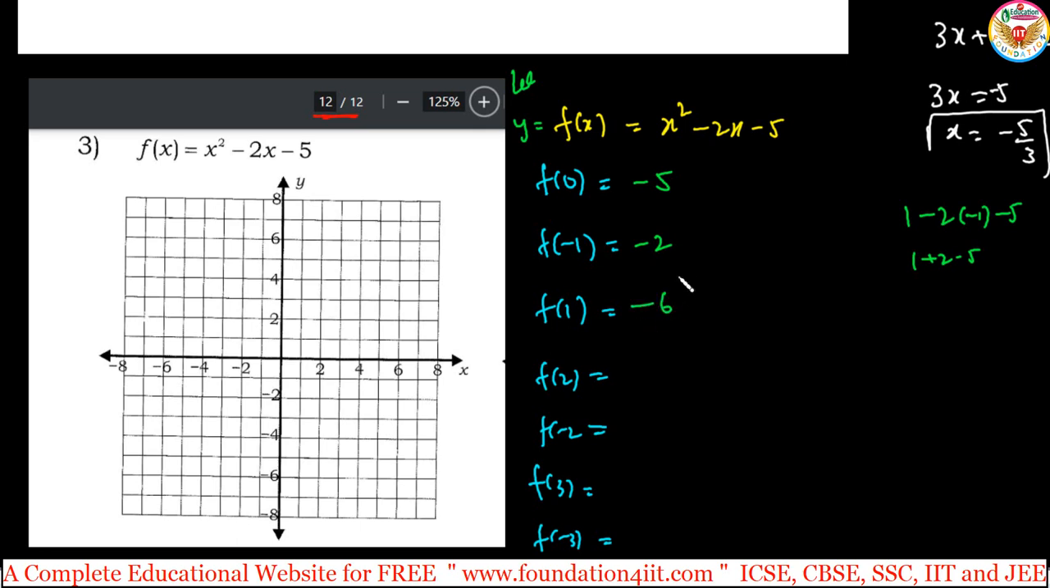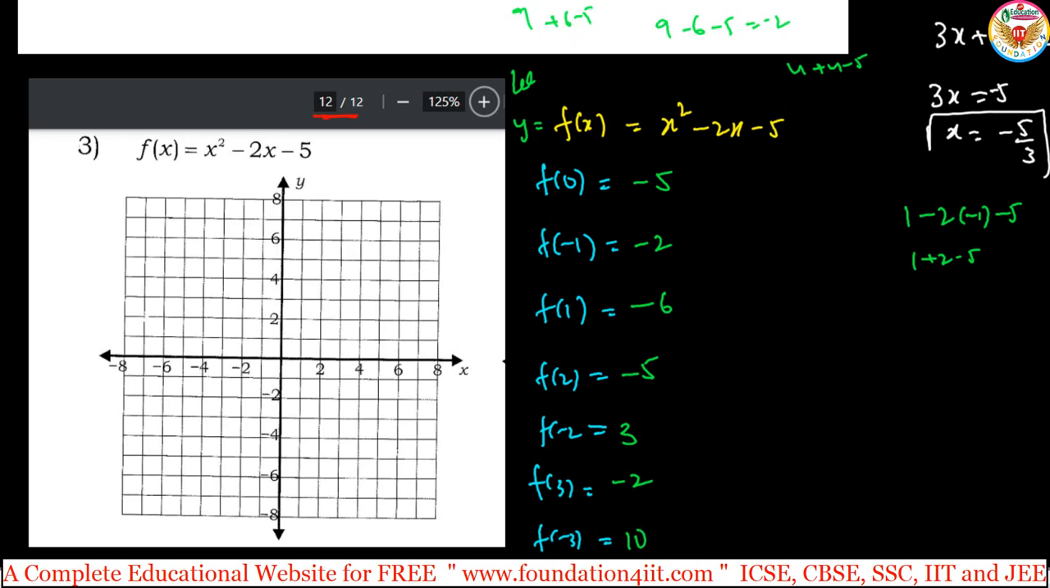If you substitute 2 in place of x, 2² is 4, 4 - 4 is 0, so we get -5. If you substitute -2, (-2)² is 4, this becomes plus 4, 4 + 4 - 5, 8 - 5 is 3. If you substitute 3, 3² is 9, 9 - 6 - 5, so 3 - 5 is -2. If you substitute -3, it's again 9, plus 6, minus 5: 15 - 5, so 10.